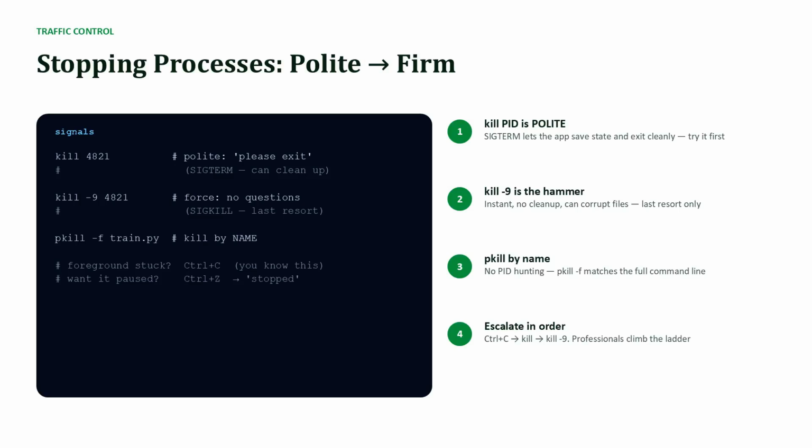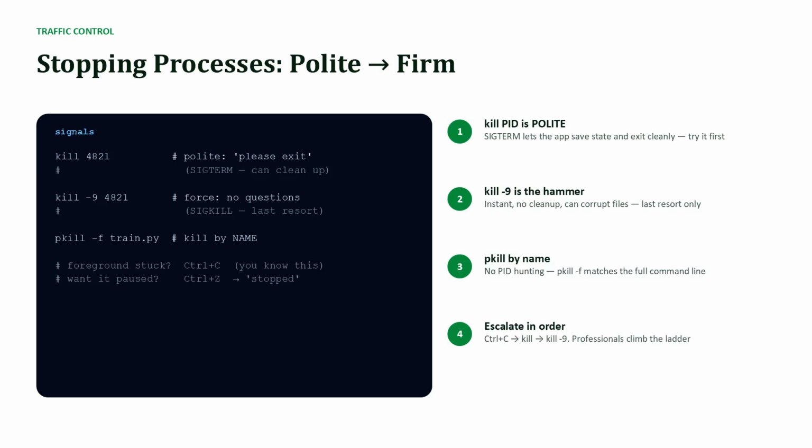Now, stopping things, and there's an etiquette to it. kill plus a PID sounds violent, but is actually polite. It sends SIGTERM, which asks the program to please exit, letting it save files and clean up. That's always your first move. kill -9 is the hammer. SIGKILL, the kernel just erases the process mid-thought. No cleanup, possible corrupted files.